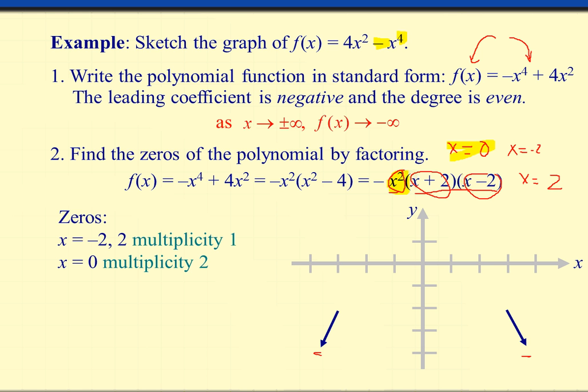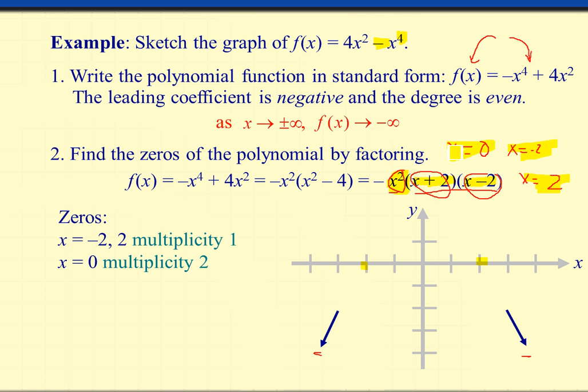So this is just a repeat of what I've already said. We have 2 zeros, -2 here and +2 here. That comes from these two factors. And each of those, because the exponent on the factor is 1, has a multiplicity of 1, which means at those positions, here's where -2 is, and here's where +2 is, the graph is just going to go right through the x-axis, nothing special.